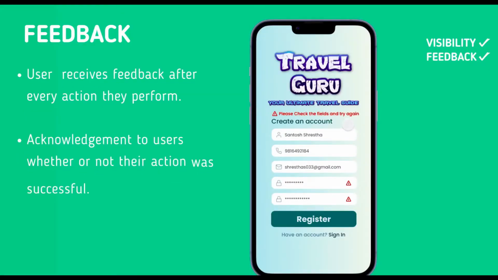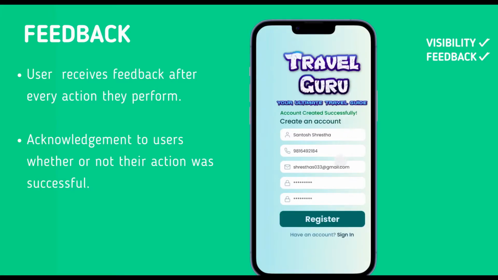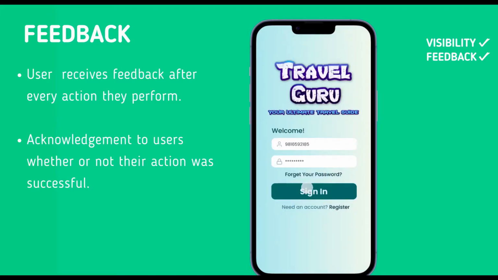Similarly, for feedback, user receives feedback after every action they perform. The users are acknowledged whether their actions are successful or not. For example, it displays an error message for wrong inputs and shows completion message for the right inputs.